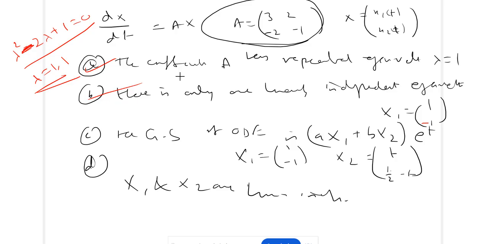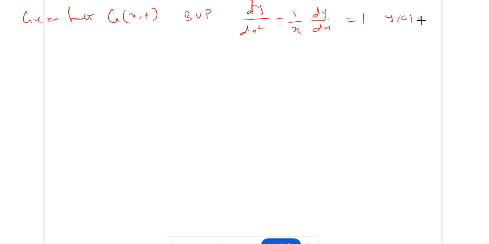And another problem: the Green function G of x comma t of the boundary value problem d square y by dx square minus 1 by x dy by dx equal to 1, y of 0 equal to y of 1 equal to 0, is G of x comma t equal to, defined as f1 for x less than or equal to t and f2 for t less than or equal to x. The f1 and f2 are given in the options.